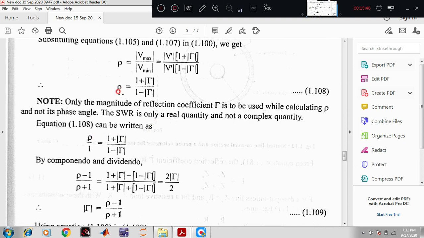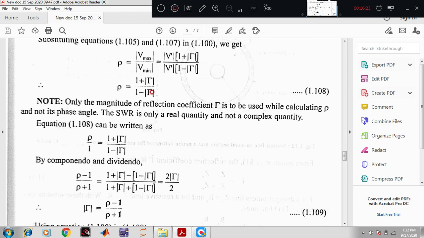The relation is given by what? Rho is equal to 1 plus the magnitude of the reflection coefficient divided by 1 minus the magnitude of the reflection coefficient. So this is a very important relation we have to remember. This will be helpful in solving numerical examples, mainly on the standing wave ratio, right?